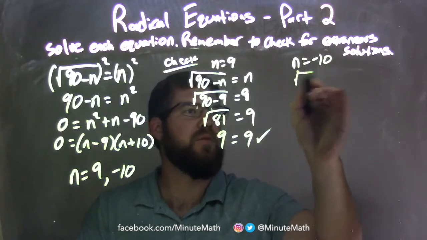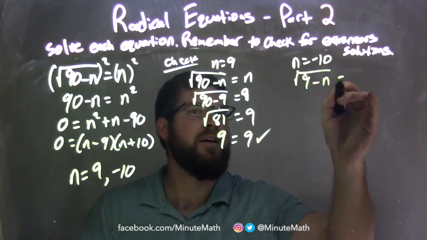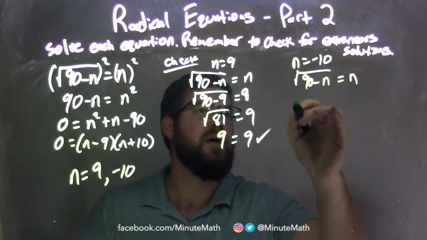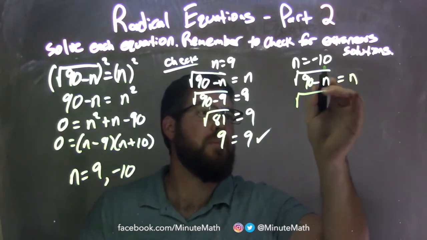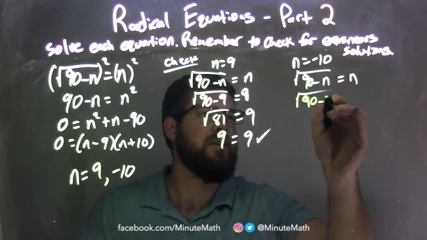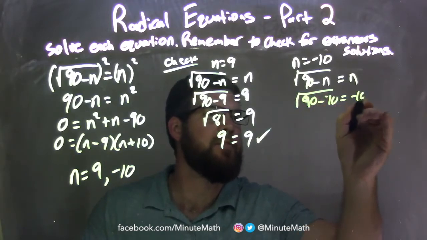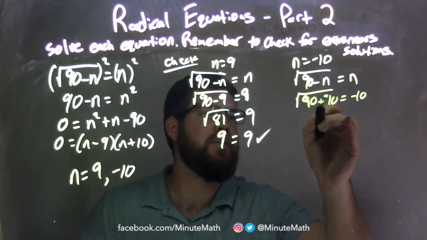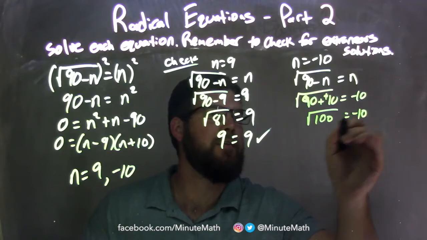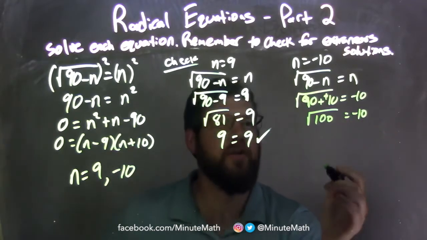Negative 10. So the square root of 90 minus n equals n. Plug it in. Negative 10 goes in, so we have the square root of 90 minus a negative 10 equals negative 10. Subtracting a negative is the same thing as adding a positive, so we're left with the square root of 100 equals negative 10. The square root of 100 is just 10.